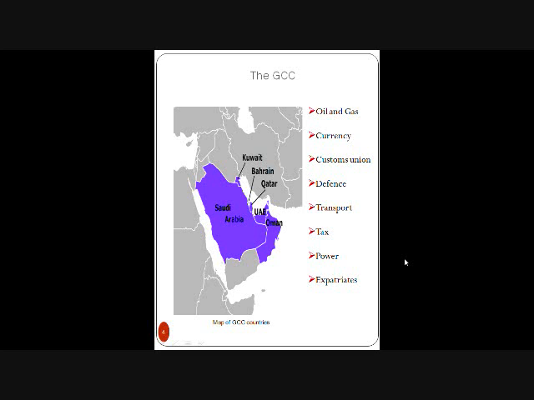The labor system, or the labor division, in these countries is also very much the same. They have one major thing combining them: they have large populations of expats, or expatriates. And I'll use Saudi as an example. I'll do this in my whole presentation.